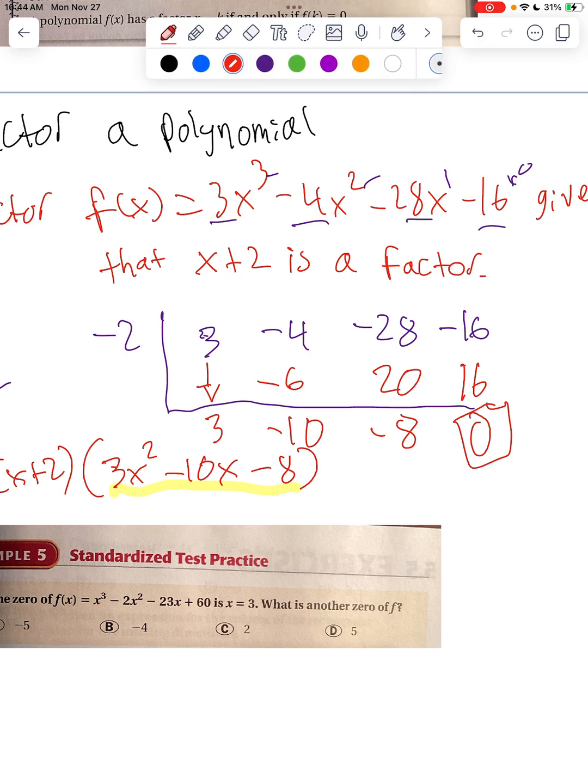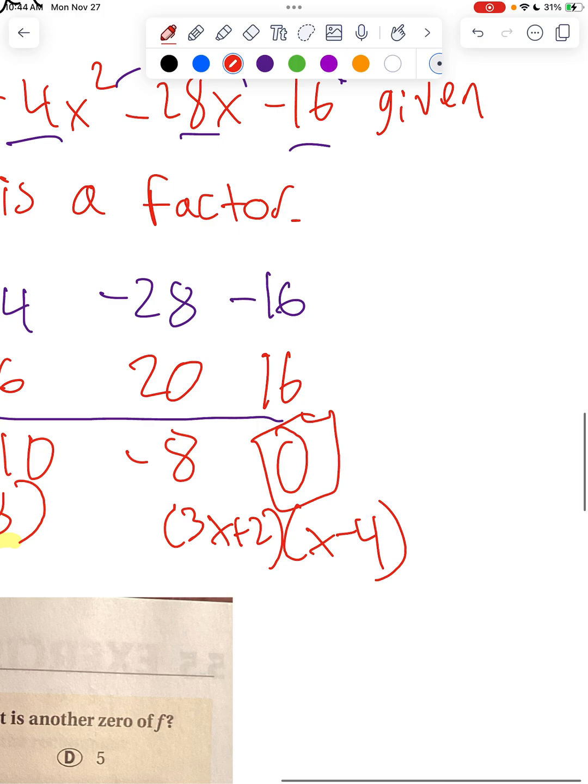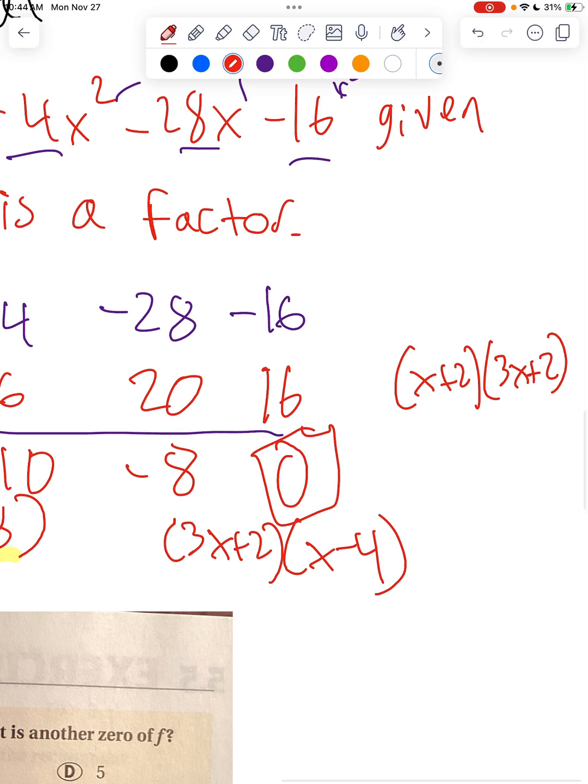So I'm thinking, what two numbers multiply to get negative 8? They've got to have a 3x squared, and then they've got to combine to get negative 10x. When I split those up, I get 3x plus 2 and x minus 4. So if I were to write everything all together, I would say x plus 2 was given to me, 3x plus 2 is a factor, and x minus 4. Just write it right there.